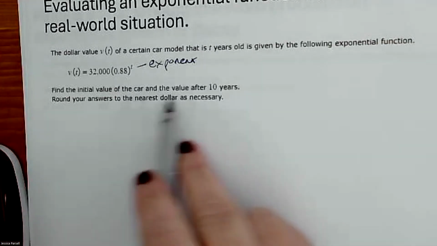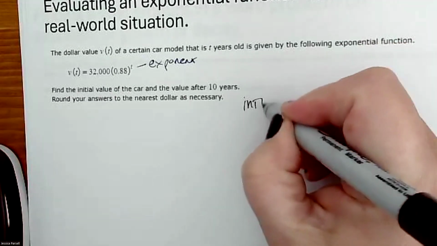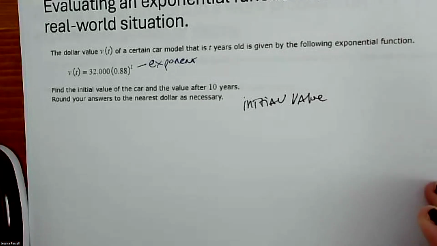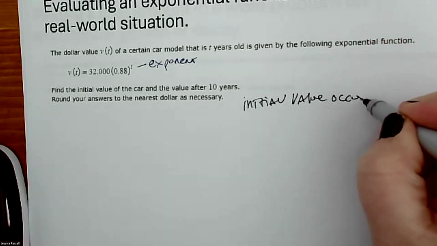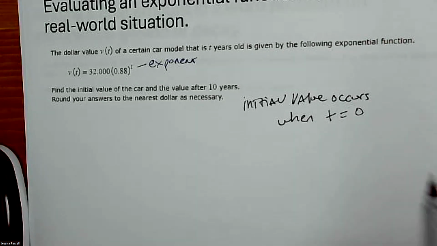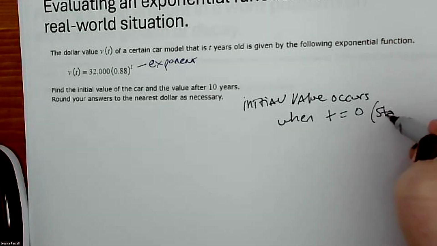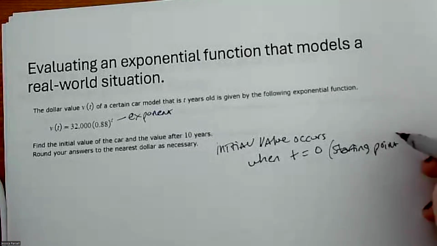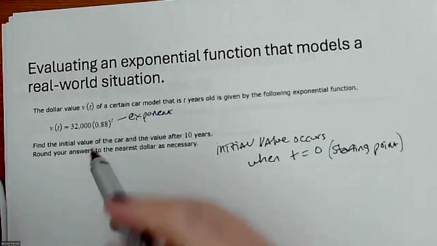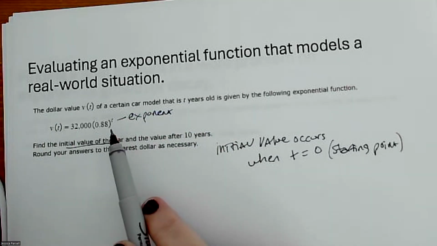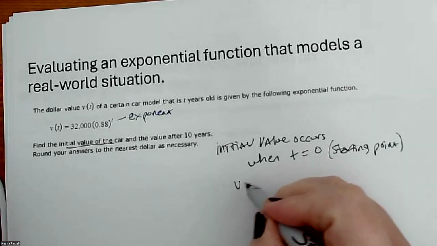Okay, so let's start with initial value. Initial value occurs when time, or t, is equal to 0. All right, so that's your starting point. Let's see if I can get that on the screen there. There we go. So first we're going to find the initial value of the car. Well, we can substitute 0 in for time and figure out what the initial value is. So let's try that.